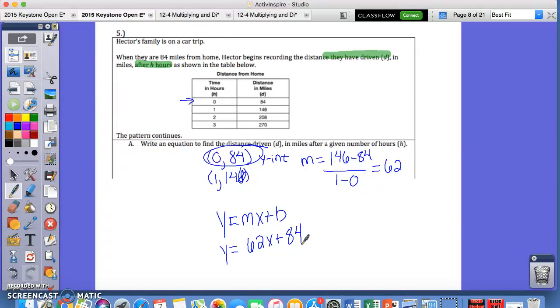However, we can't use x and y because we're given the d and the h. So we know that y was really d, x was really h. So your answer is just d equals 62h plus 84.